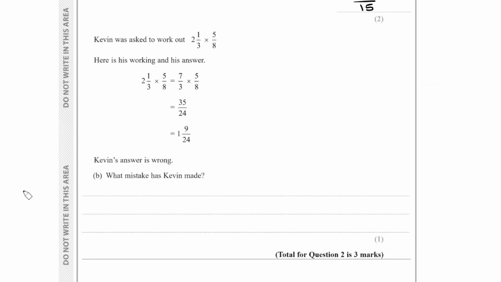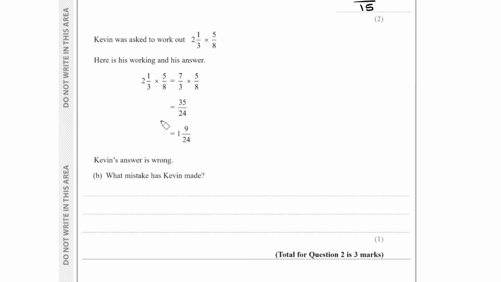For part B, we have Kevin was asked to work out 2 1/3 multiplied by 5/8. Here is his working and his answer. They've told us that Kevin's answer is actually wrong. We need to write down what mistake Kevin has made for 1 mark. So having a look at the working out, if you're not always sure, you can also work it out yourself and then compare the answers. That's also a good technique. But let's have a look first.